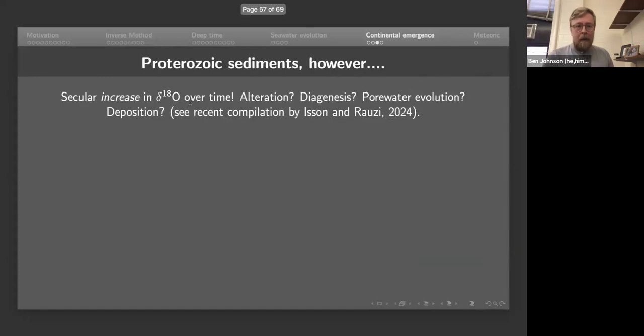Of course, there are complications here, right? I mentioned these sedimentary records, and there's been a ton of work over many decades measuring, really carefully, the delta-18O values of carbonates, of cherts, of phosphates, of iron oxides, lots of chemical sediments. And these instead show a different trend, right? They show a secular increase in their delta-18O values through time. So I'll show some of that data here.